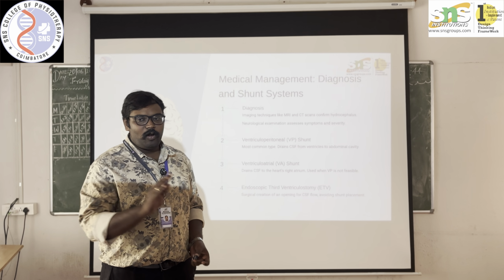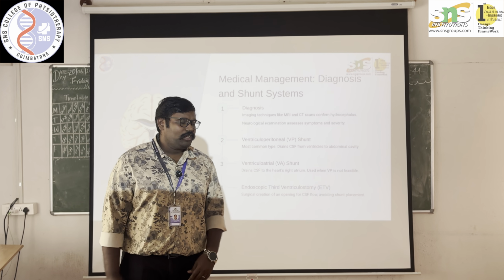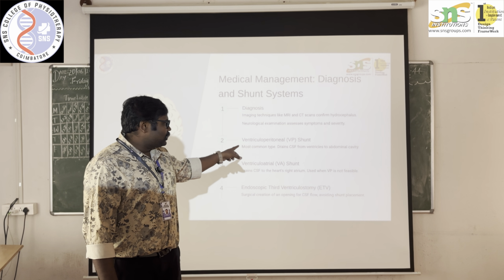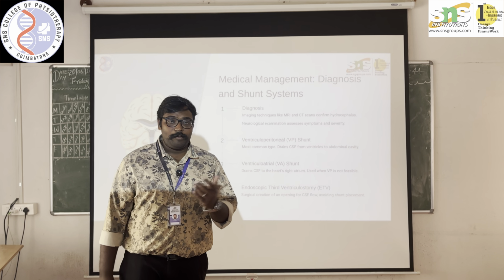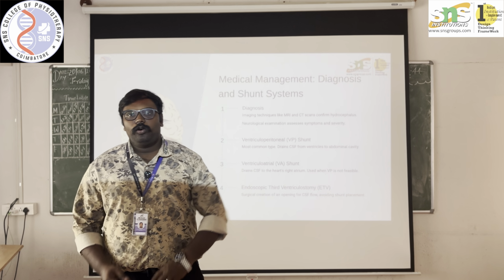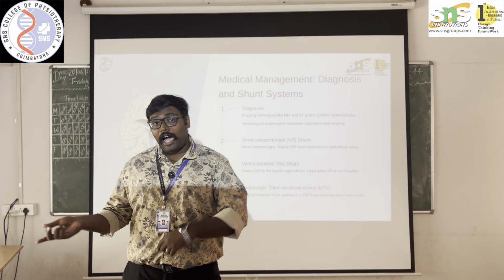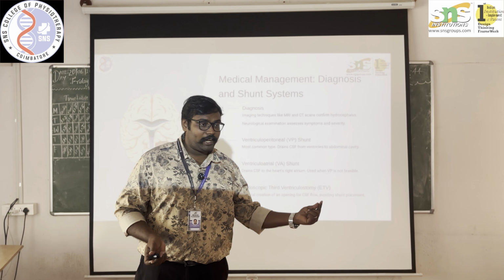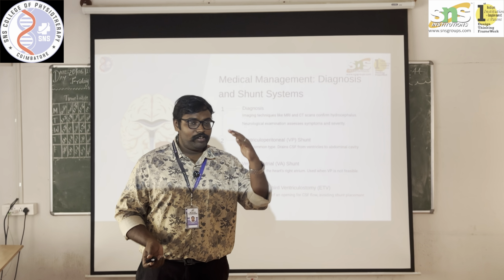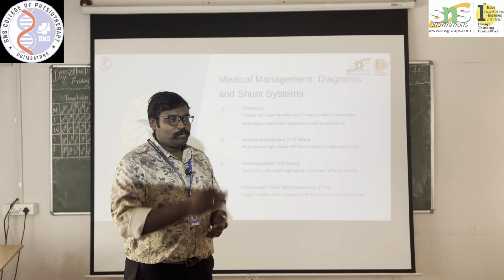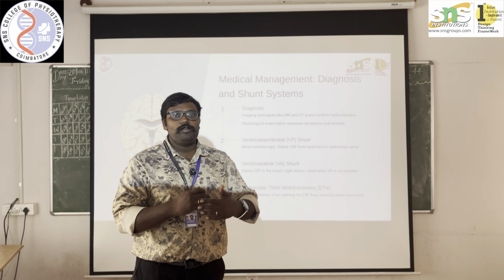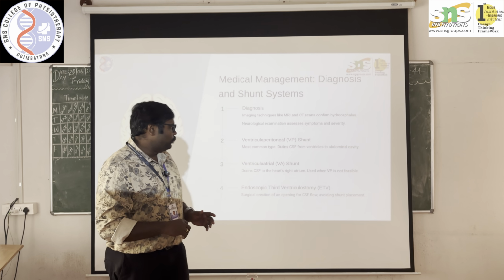Normally we say all these terms in short form, VP shunt. But what is it? This is a tube which drains the CSF from the ventricles. So this will be helpful for small children and also the RTA patients who have hydrocephalus. This shunt will be helpful. Thus the ventricle pressure will stop building up and the head will return to a normal size.